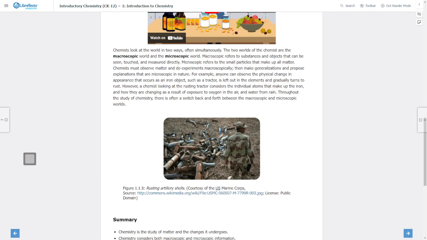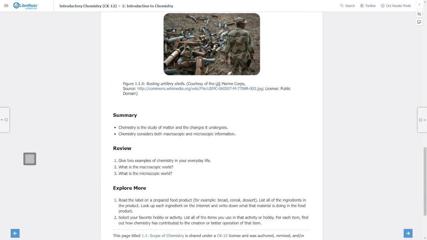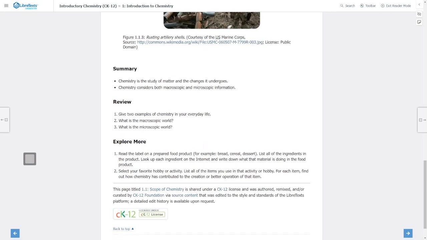So there's a summary down here. This textbook is licensed under CK12 if you want to go ahead and look at that a little more. Chemistry is the study of matter and the changes it undergoes, and chemistry considers both microscopic and macroscopic information.